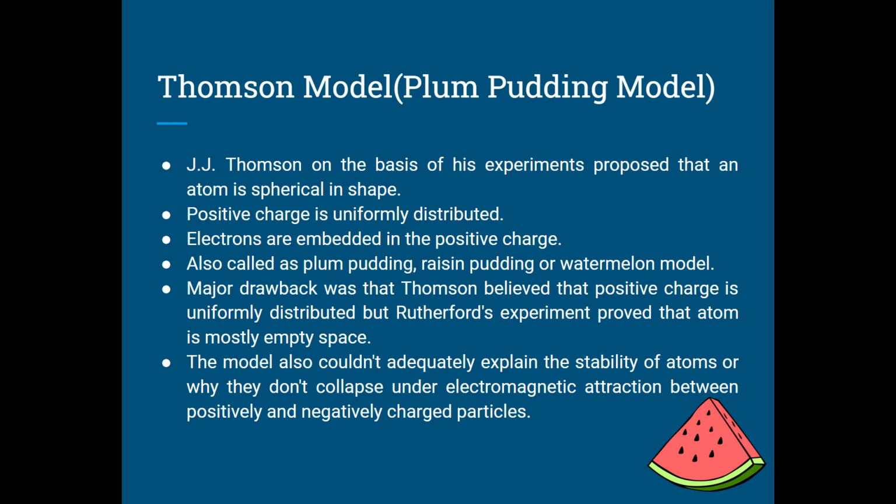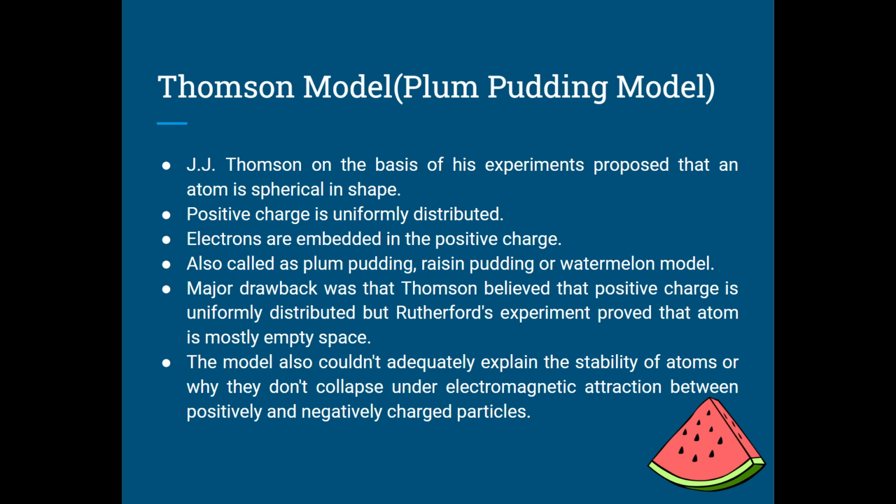You can see the last point I have written: the model also couldn't adequately explain the stability of the atom. Obviously it will not be stable. You are saying that the negative charge is there and the positive charge is embedded there, and why is it not neutralizing it, right? So how is this possible? The atom will not be stable. So this model was neglected, and we need not waste much of our time over this topic.